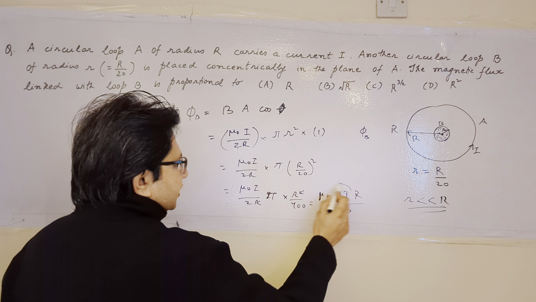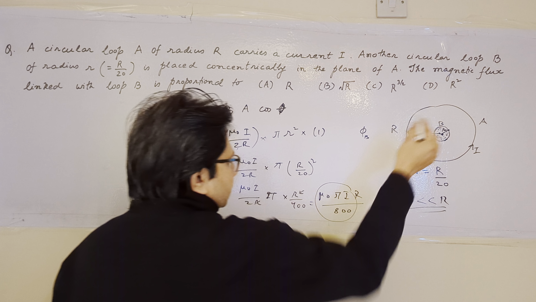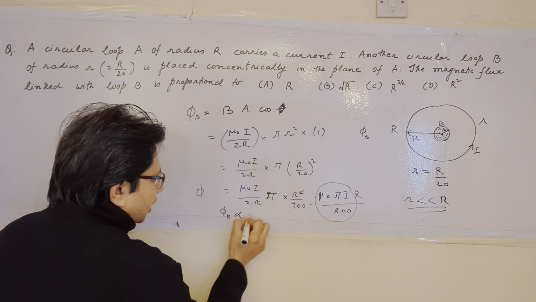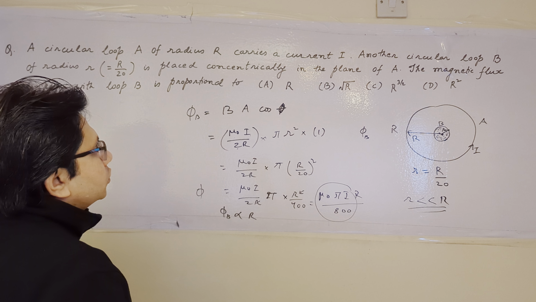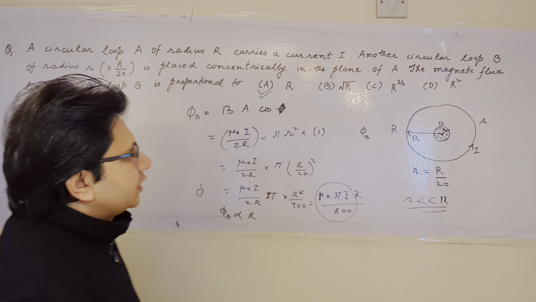Now we can easily see that this particular flux linked with the loop B is directly proportional to R. So we can say that option A is correct here. Option A is the correct answer.